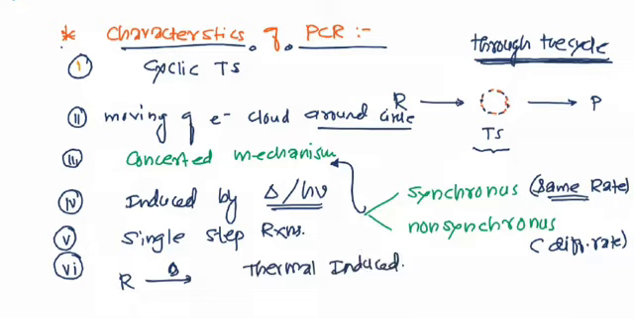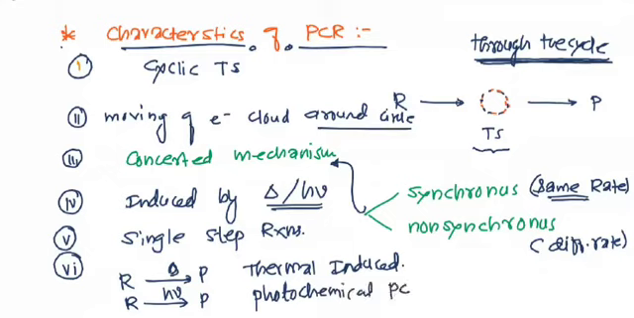Okay, or we can call it a thermal pericyclic reaction. When this reactant is induced by heat, it converts into the product, no doubt. And when it is induced by light, that reaction is going to be called a photochemical pericyclic reaction, or a photochemically induced reaction.